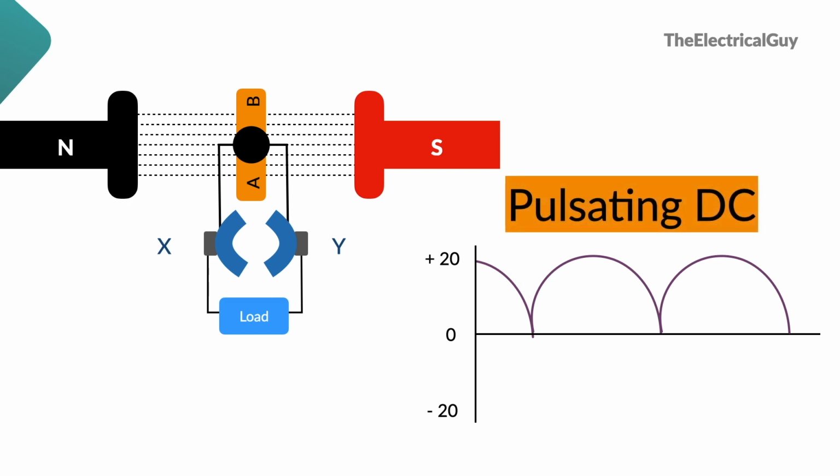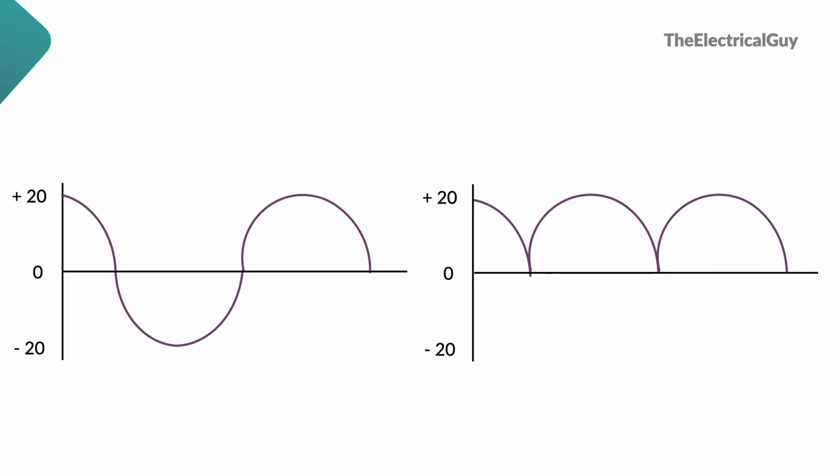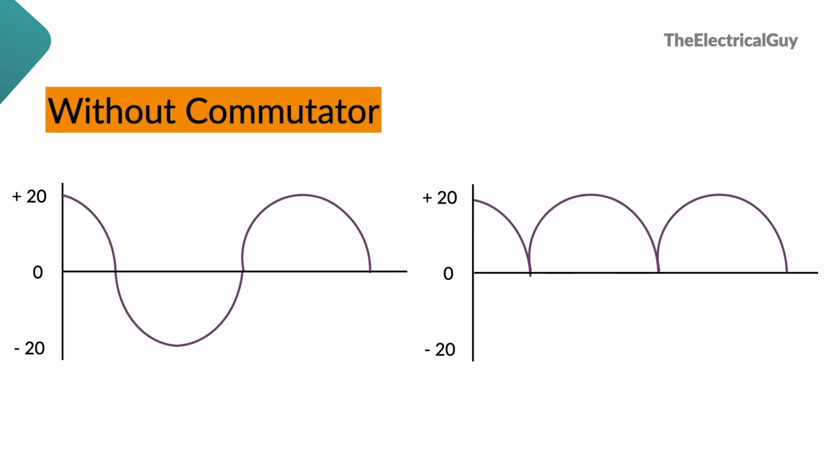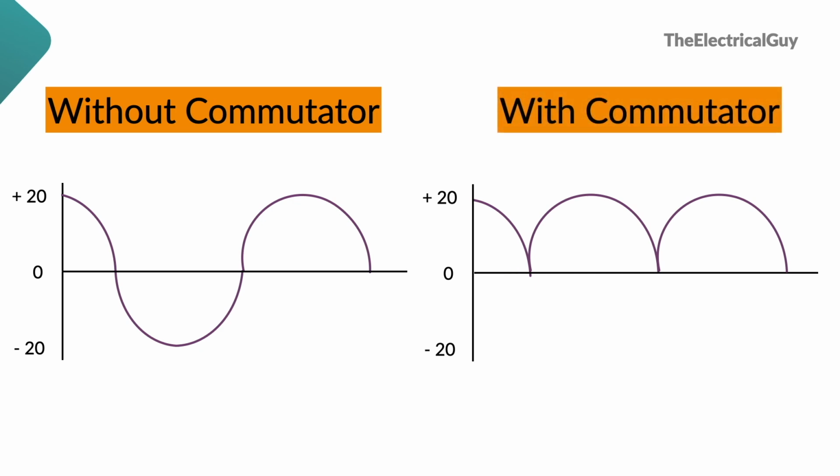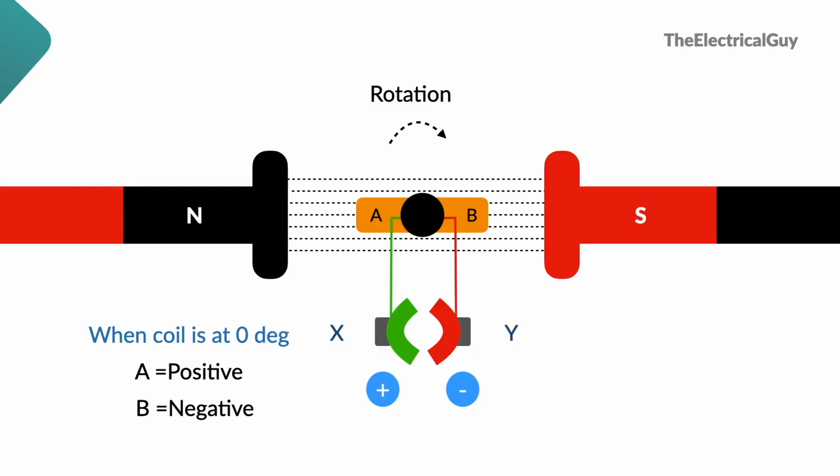This is called as pulsating DC. Pulsating means the voltage is varying from maximum to zero. The voltage is pulsating but it never changes the polarity. And now officially we can call this machine as DC generator. And these are the waveforms. On the left hand side you can see waveform without commutator and on the right you can see waveform with commutator. To understand what commutator is doing here, consider this figure.